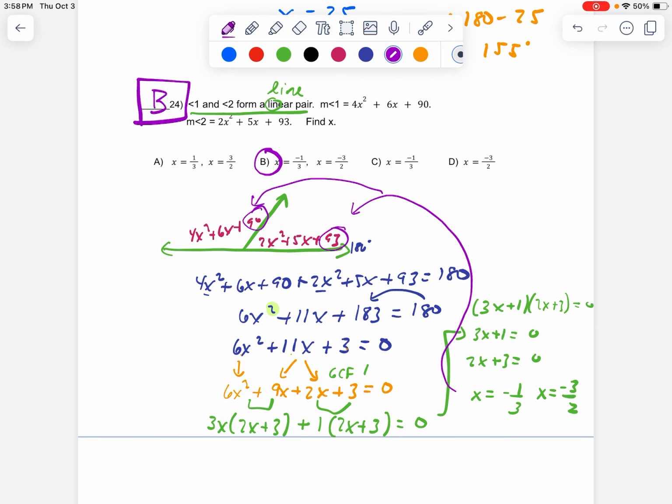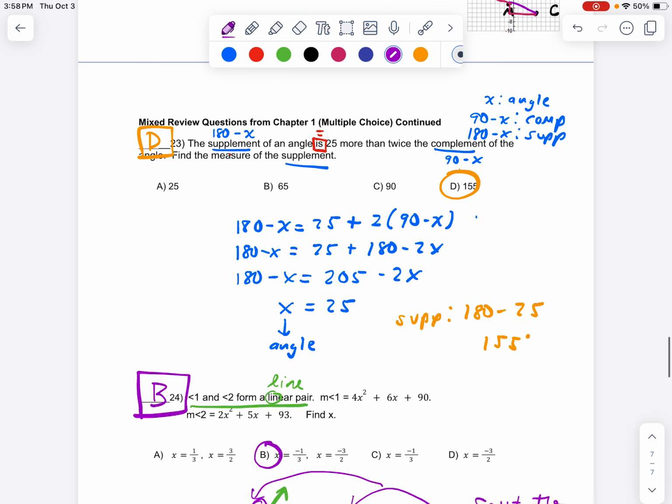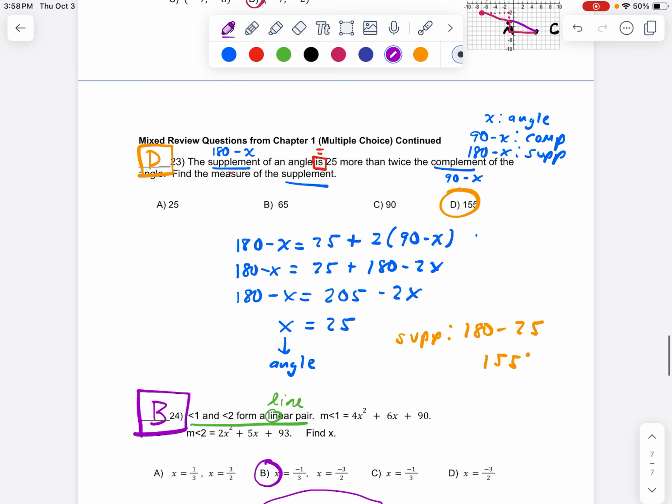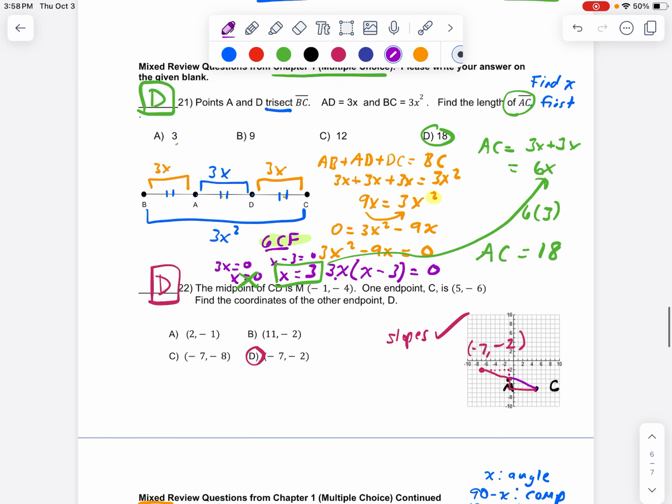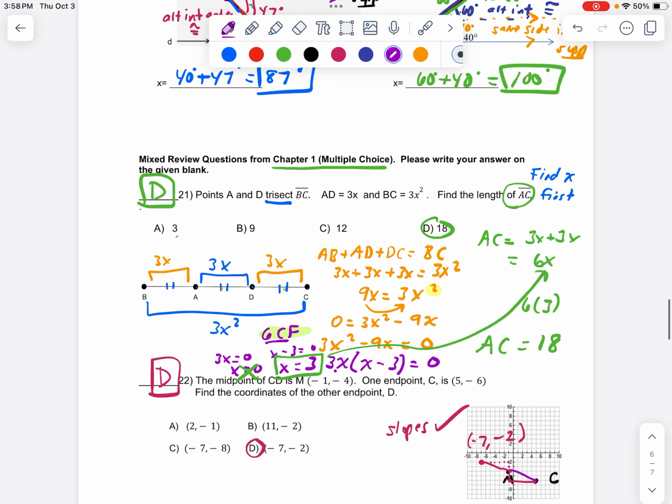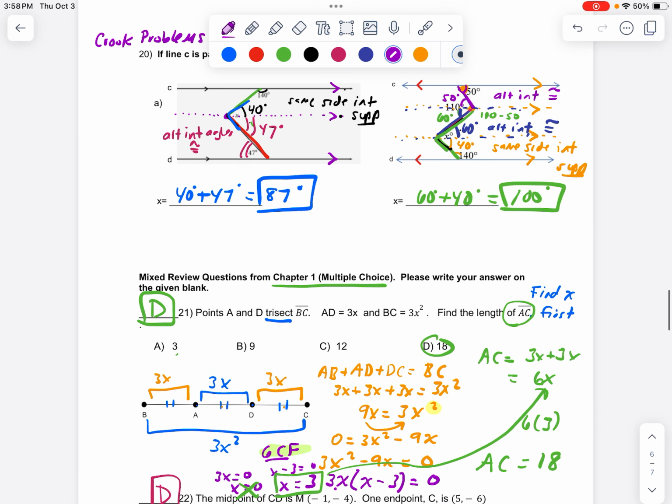I hope that this video was helpful. I'm writing split the middle again here in case you need that. So we practiced split the middle. We practiced supplement complement word problems, midpoint backwards, and a trisect problem, as well as quick problems. Thank you so much.